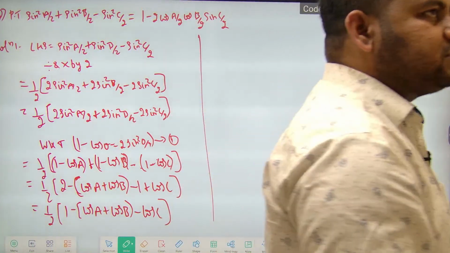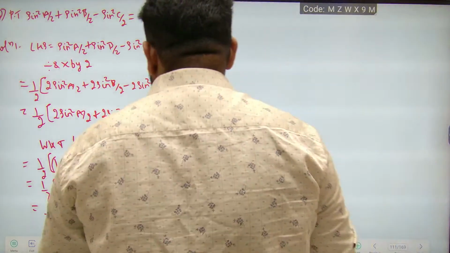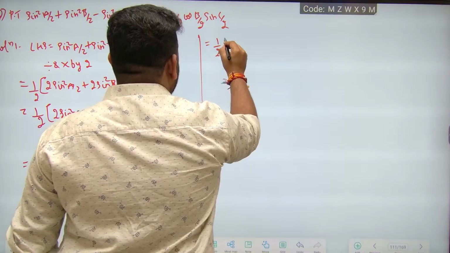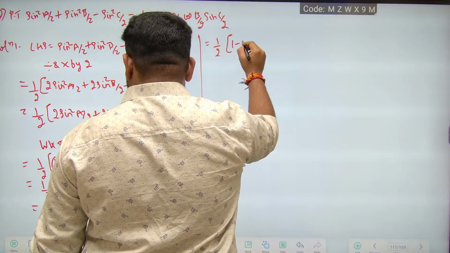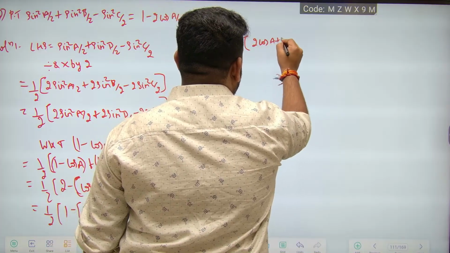Cos A plus cos B is of which form? Cos C plus cos D, correct? Cos C plus cos D, what is the formula, friends? I can write this as 1 by 2 into 1 minus, and this one I can write as, within bracket, 2 cos of A plus B by 2.